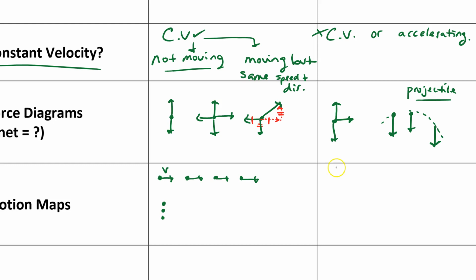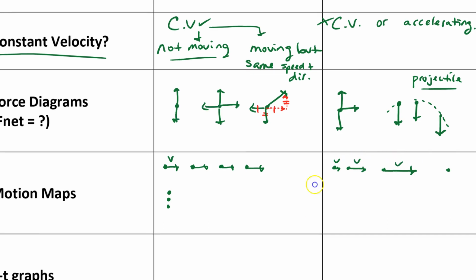For unbalanced forces, well, there's many different ways we could draw it. How about we draw dots getting farther apart? So again, here's my velocities. Oh, maybe a little too far there. Something like that. So here's our velocity vectors. You can see the velocity is increasing.